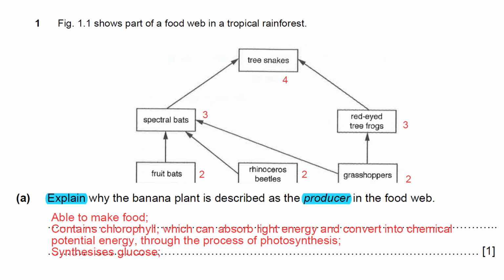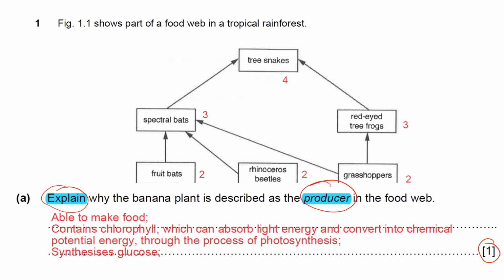I have advised you that you must study the description for producer, for consumer, and for decomposer. Regardless of whether it's explained or described, you just have to write everything down. Even though it's 1 mark, it's up to your discretion. My advice is to write everything, of course, within the space.